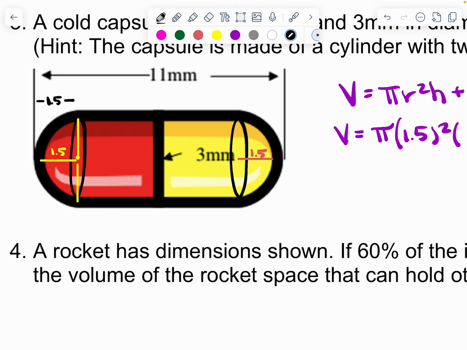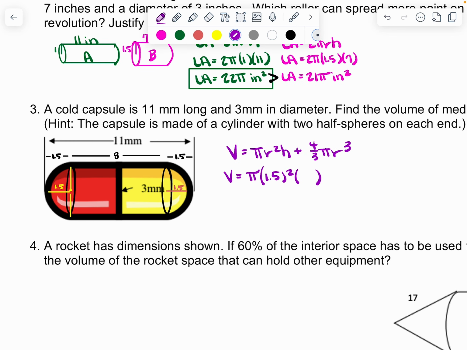So that means it's 1.5 from here to here, and it's also 1.5 from here to here. So clearly that's 3 millimeters taken up by the 2 radii of the sphere. Therefore, the middle has to be 8, to add up to that full total of 11. That's our thought process to figure out that the height of the cylinder is 8, and that's what we're going to plug into our formula.